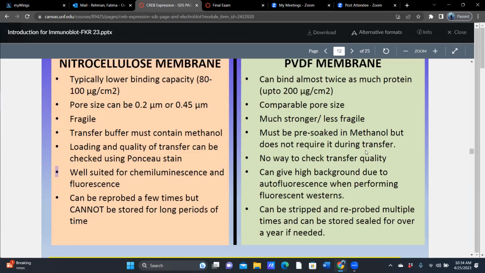On the other hand, PVDF can bind a lot more protein. So if your favorite protein is really, really, really low abundance, then that's what you want to use because it's going to bind more. So you are going to have a better chance of seeing it. Same for pore sizes, it's much stronger.